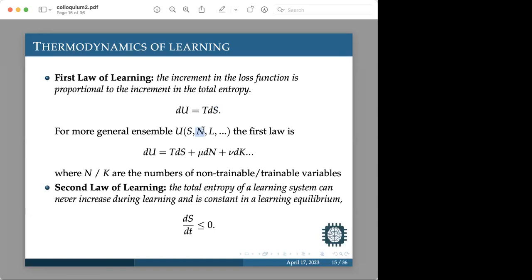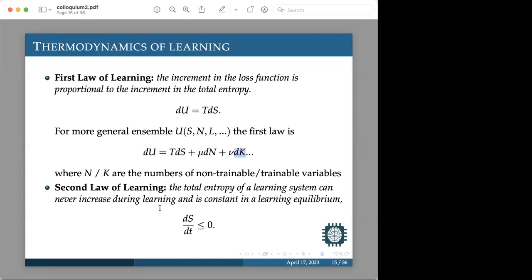Again, now we are moving completely from classical thermodynamics to learning thermodynamics. And as you do all this learning, the first law is generalized this way. For example, this will tell you by how much the loss function will change if I add more entropy to your data set, to the environment, or how much your loss function will change if I add another neuron to the system, or if I add other trainable variables to the system, things like that.